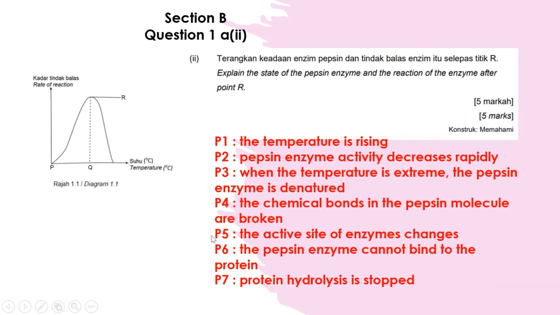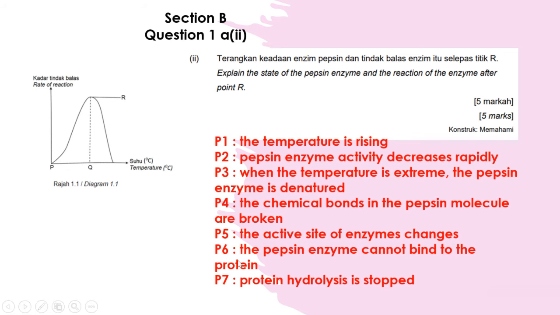Alright, okay, then point number 4, the chemical bonds in the pepsin molecules are broken. Correct? Yes, okay, it will break down. Then point number 5, the active site of the enzyme changes. Alright, so why does the active site change? Because the chemical bonds in the pepsin molecule are already broken down.